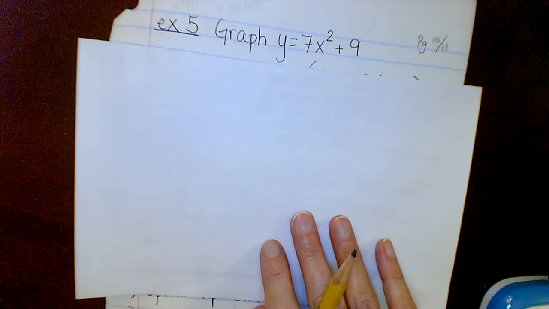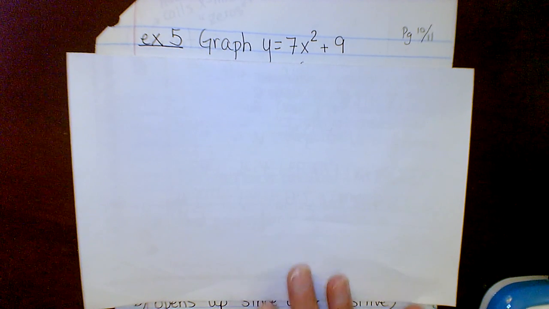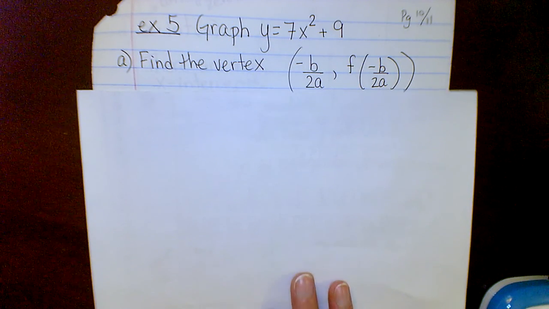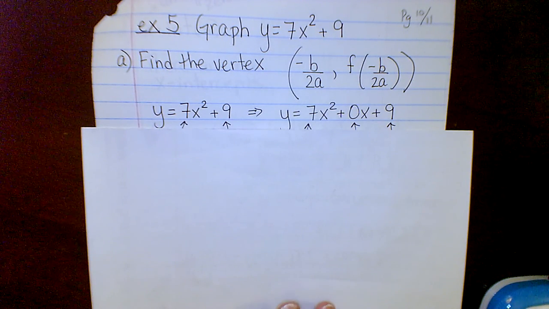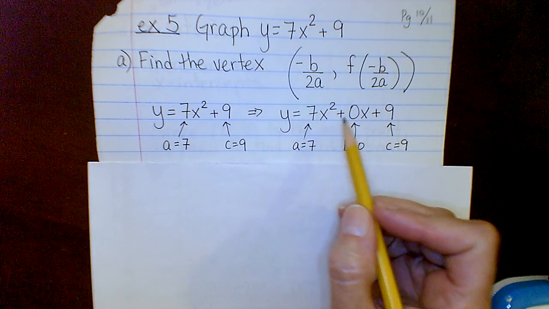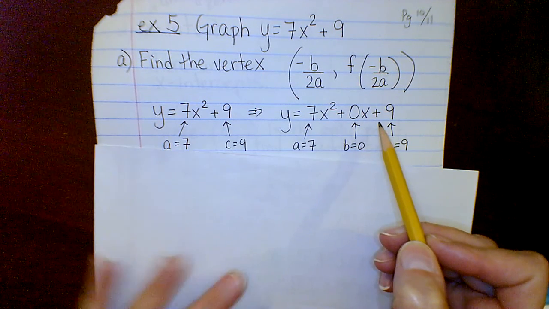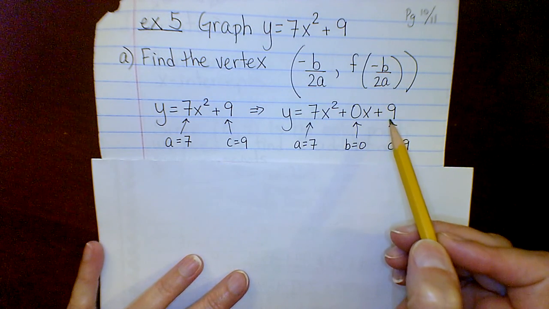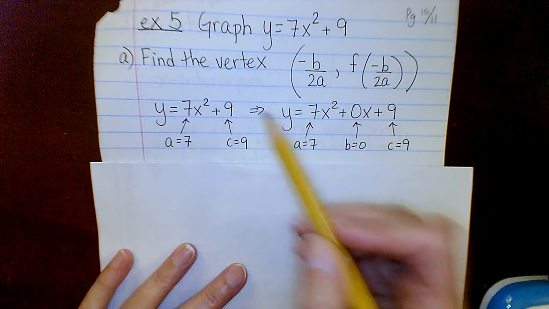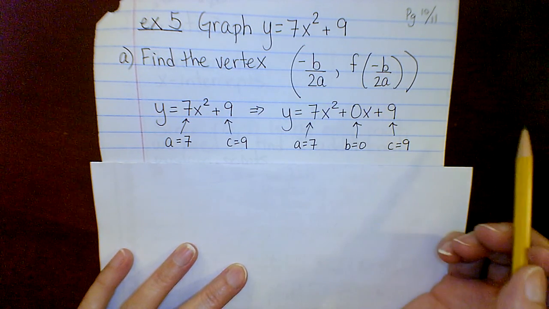So let's look at one that's in standard form again. Let's go back to that -b/2a business for the vertex. In figuring out what b and a are, remember that the standard form is ax squared plus bx plus c. So this is the same thing as this. That means that a is 7, that's the coefficient of x squared. B is 0, it's the coefficient of x. There's not an x term, that's why it's 0. And c is 9, the constant.